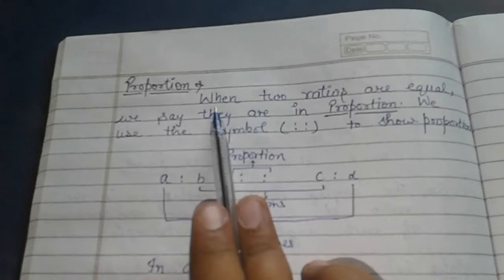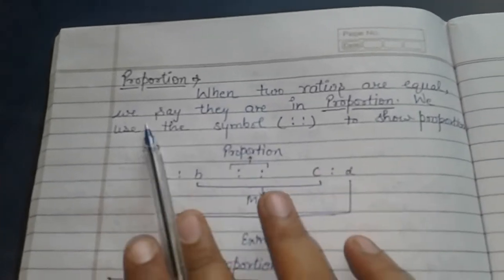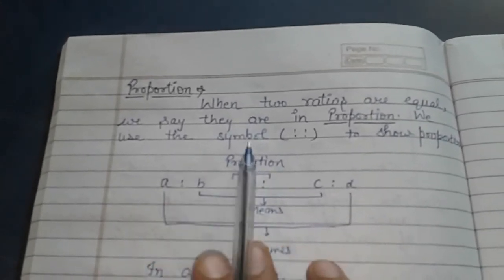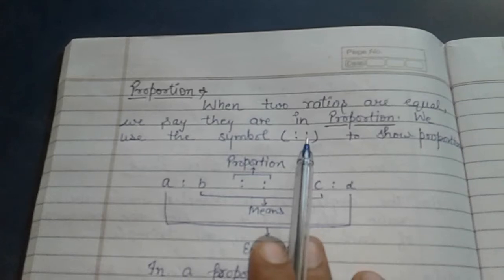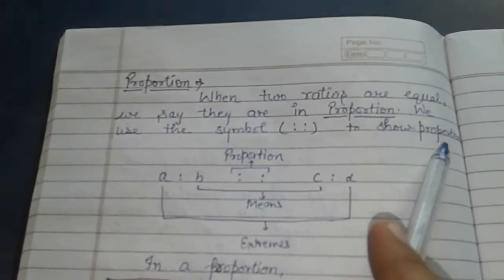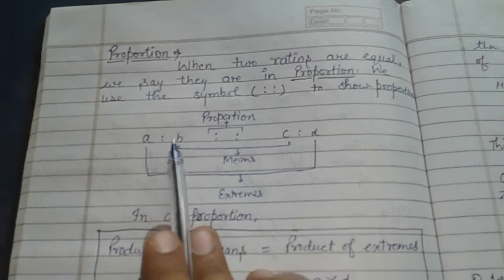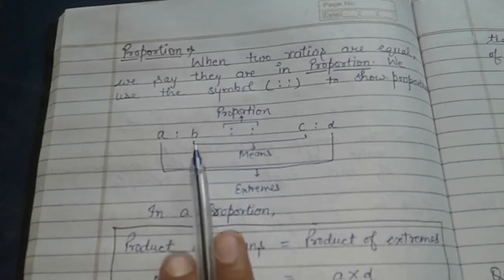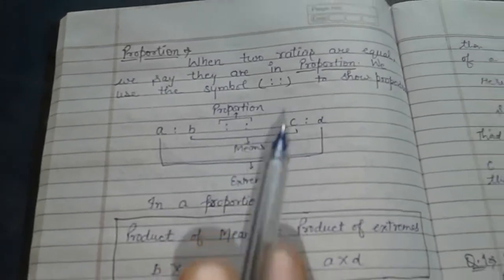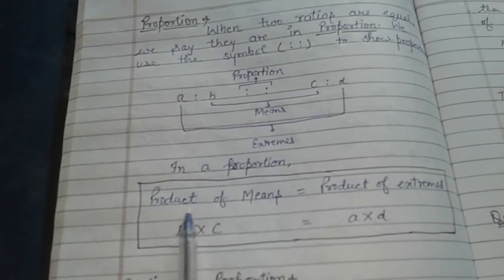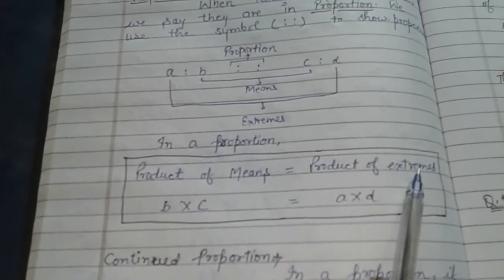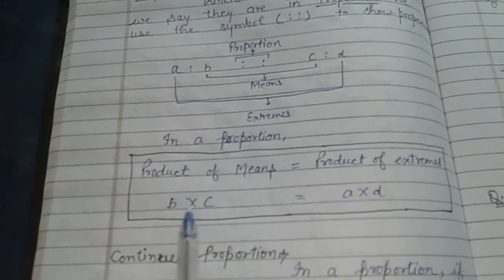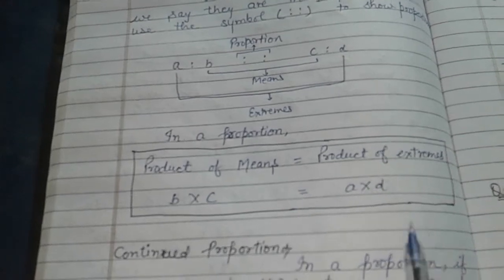Now proportion. When two ratios are equal, we say they are in proportion. We use the proportion symbol to show the proportions. A ratio B proportion C ratio D. A and D are called extremes, B and C are called means. In a proportion, product of means equals product of extremes. Means: A multiply D and B multiply C, both are equal.